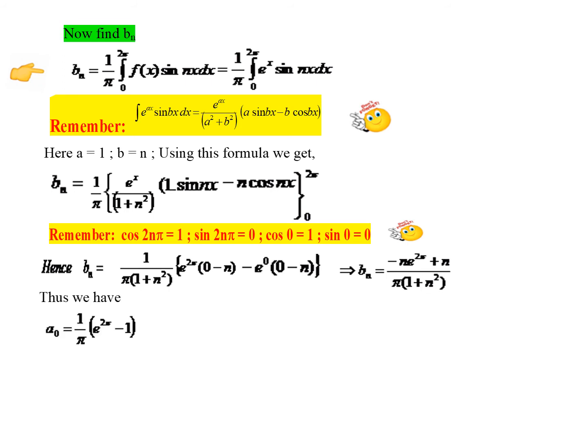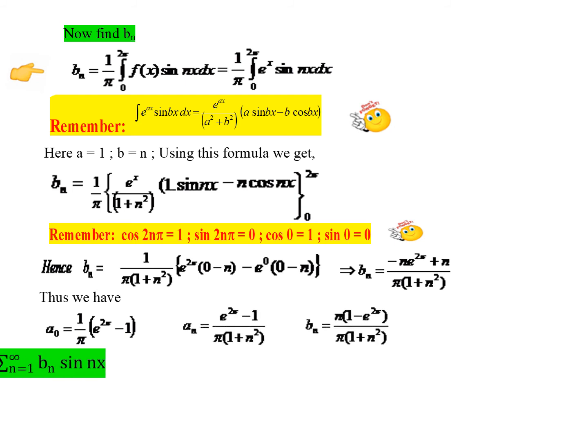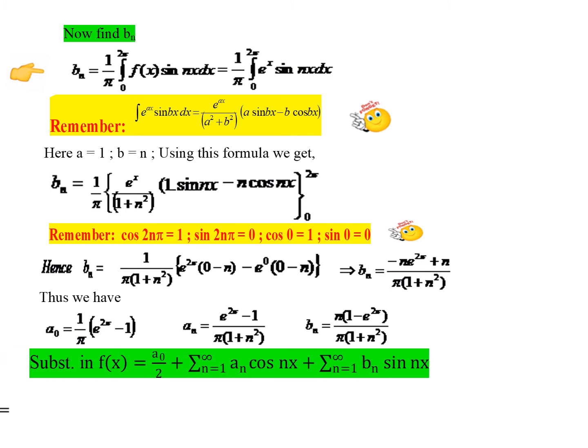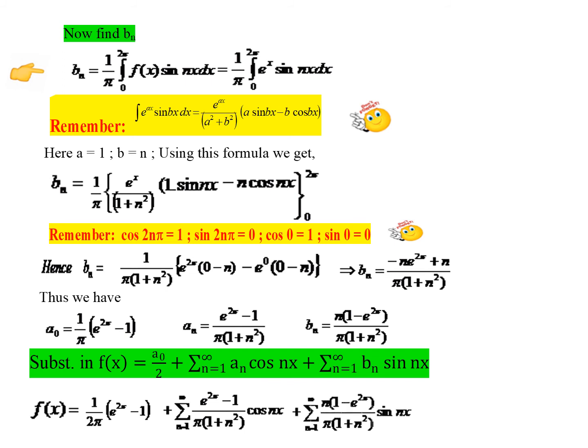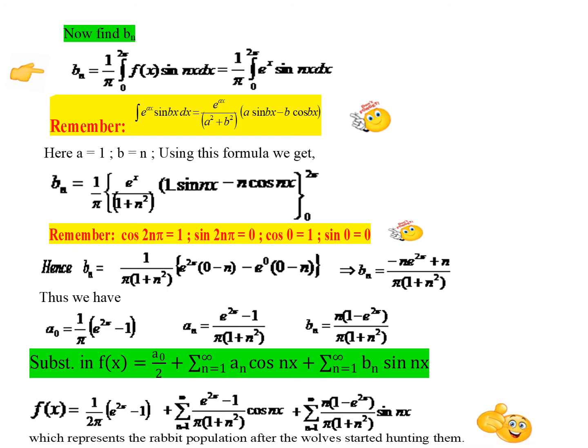So thus we have all the three Fourier constants: a naught, an and bn. Now we shall substitute that in the Fourier series. So we get f of x equal to a naught by 2, the value of a naught divided by 2, plus summation an, the value of an into cos nx, plus summation bn, the value of bn into sin nx. So this is the representation of the sinusoidal curves, which represents the rabbit population after they have been hunted by the wolves.